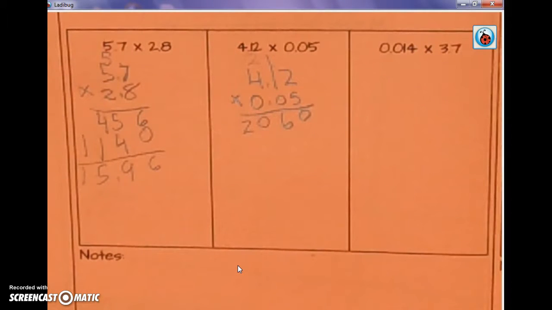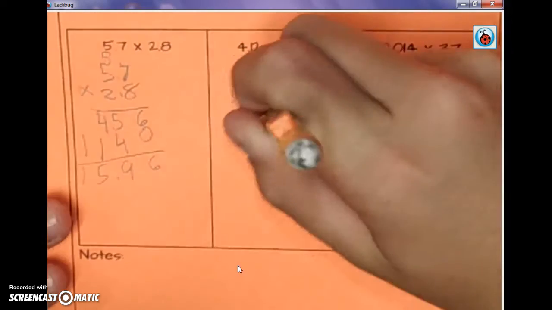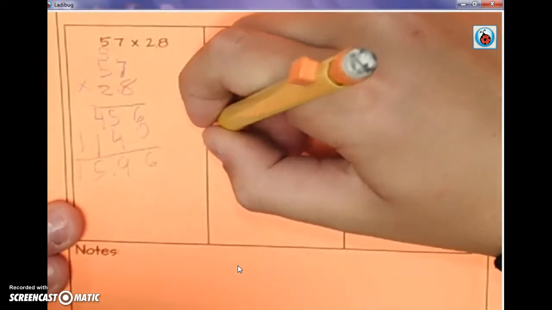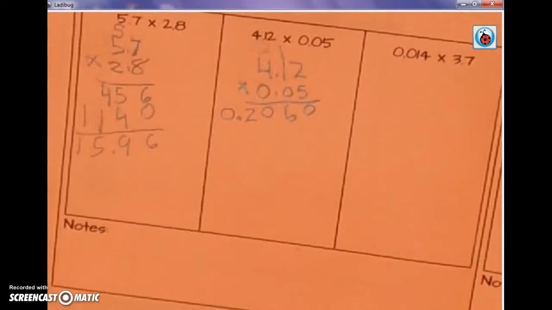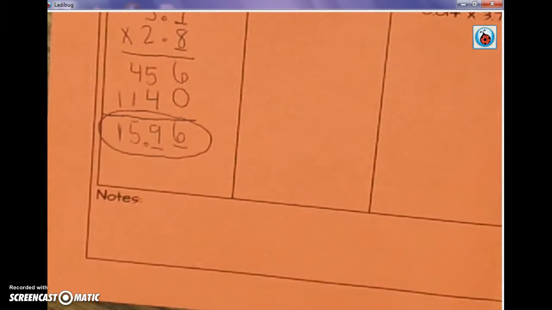How many decimal places do we have? 4. So 1, 2, 3, 4. So where does our decimal go? 1, 2, 3, 4. If you forget to add that 0 in front of that, am I going to count you wrong? No. That's a lot of places. Good job. Okay, Landon, pick someone else to come do the next problem.